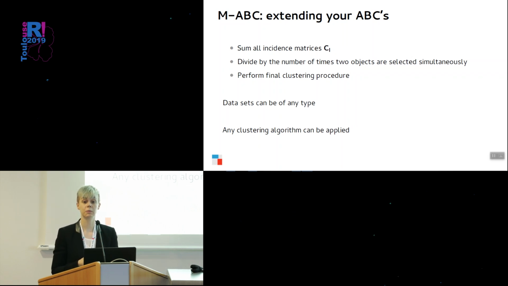Do you have one incidence matrix per data set or one global incidence matrix? One incidence matrix per data set per iteration. And then you assume an equal number of nodes? Yes, yes.